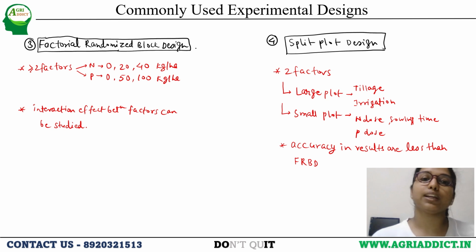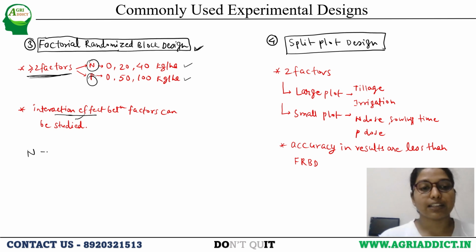So third is factorial randomized block design. Factorial design we generally use when we have to study two or more than two factors. When we have to simultaneously study two or more than two factors, like we are studying nitrogen along with phosphorus, so two factors are there. More than two also we can study. So if we want to study two or more factors, then we use factorial randomized design. And the most important character of factorial randomized design is we can study interaction effect also.